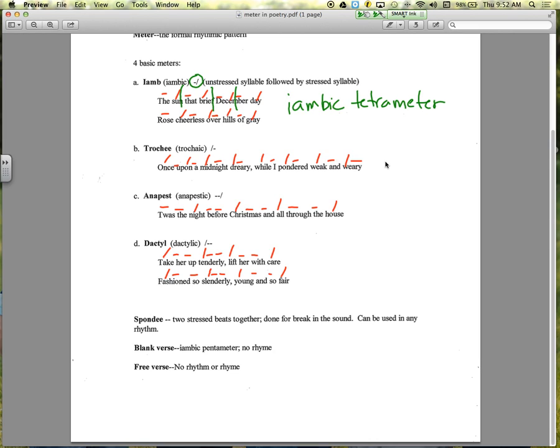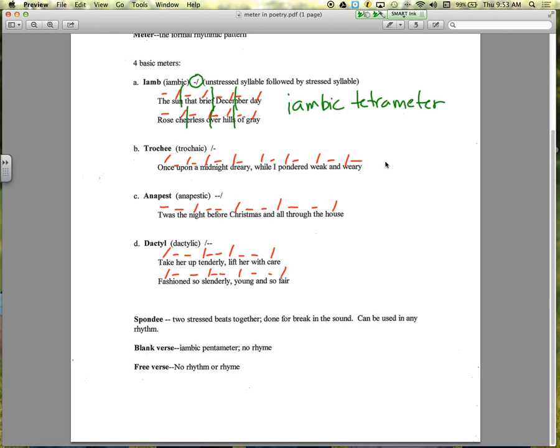And if you look at the next line, we have 1, 2, 3, and 4. Most of the time, they will keep the same number of units. Not always. Sometimes they maybe have another extra beat or something in a line. But this poem is written in iambic tetrameter.